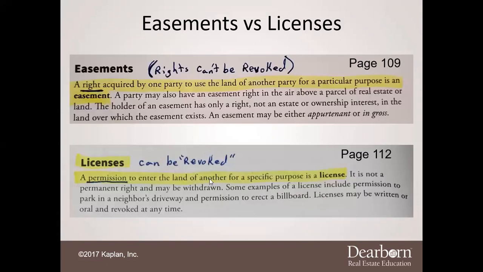Okay. So let's do these highlights on the page. You already got this one on 109. Now on 112, I want you to highlight this one. A license can be revoked. It's permission to enter the land of another for a specific purpose. And underline the word permission, because a license is permission. Easement is a right.